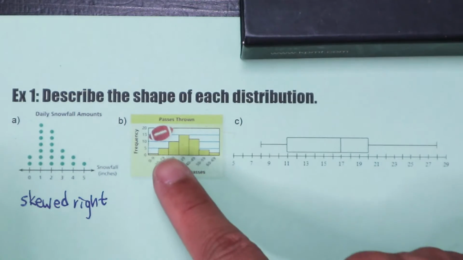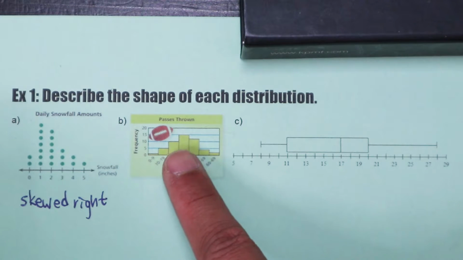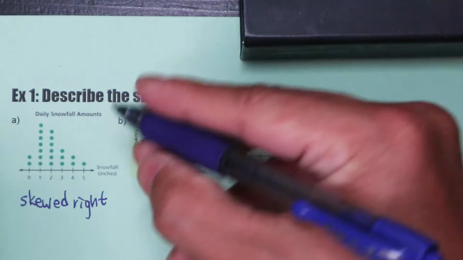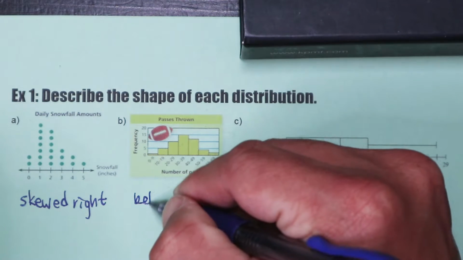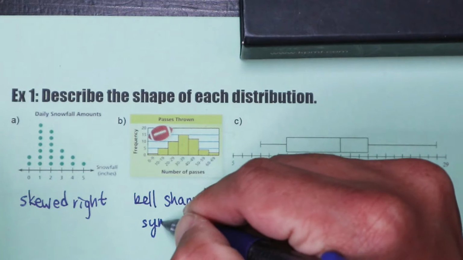And then for part B, I see that this is a very symmetric, not exactly symmetrical, but it looks like the peak is right in the middle of the graph, right? And this is a histogram. So we're going to say this is symmetric. This is a bell shape, symmetric.